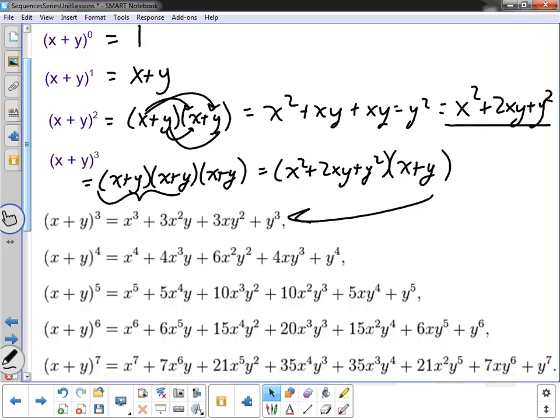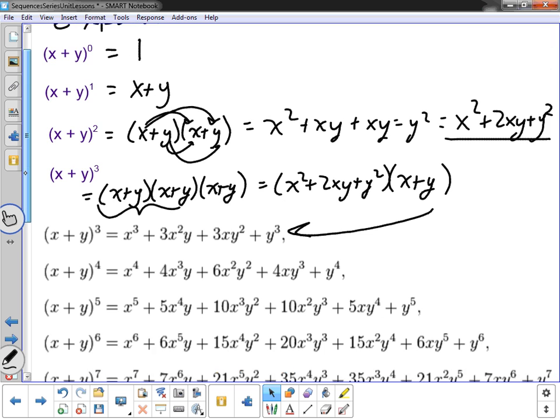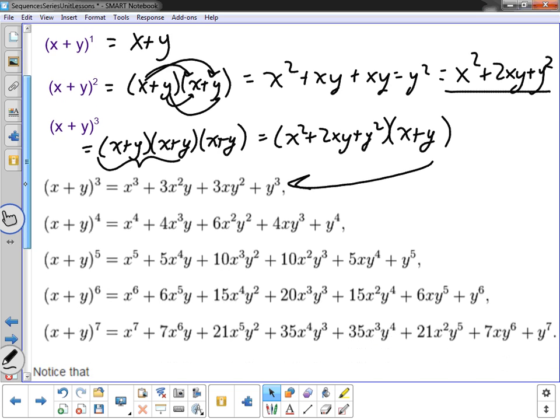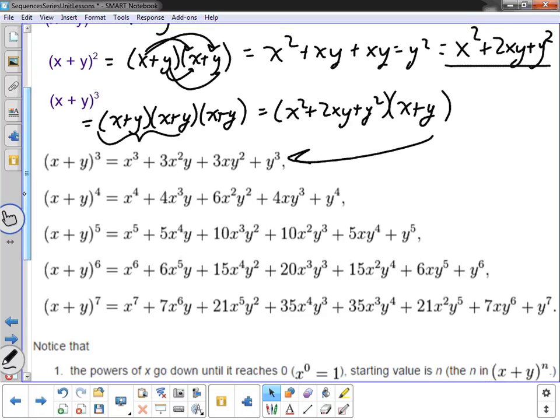Now here's a really neat thing, and this is kind of what I was talking about in that other video. If I look at each of these, there are certain things to notice. First, notice what happens to the x. The x starts with the power, and it goes down. Each exponent on the x goes down until we get to x to the 0, or we get a 1.